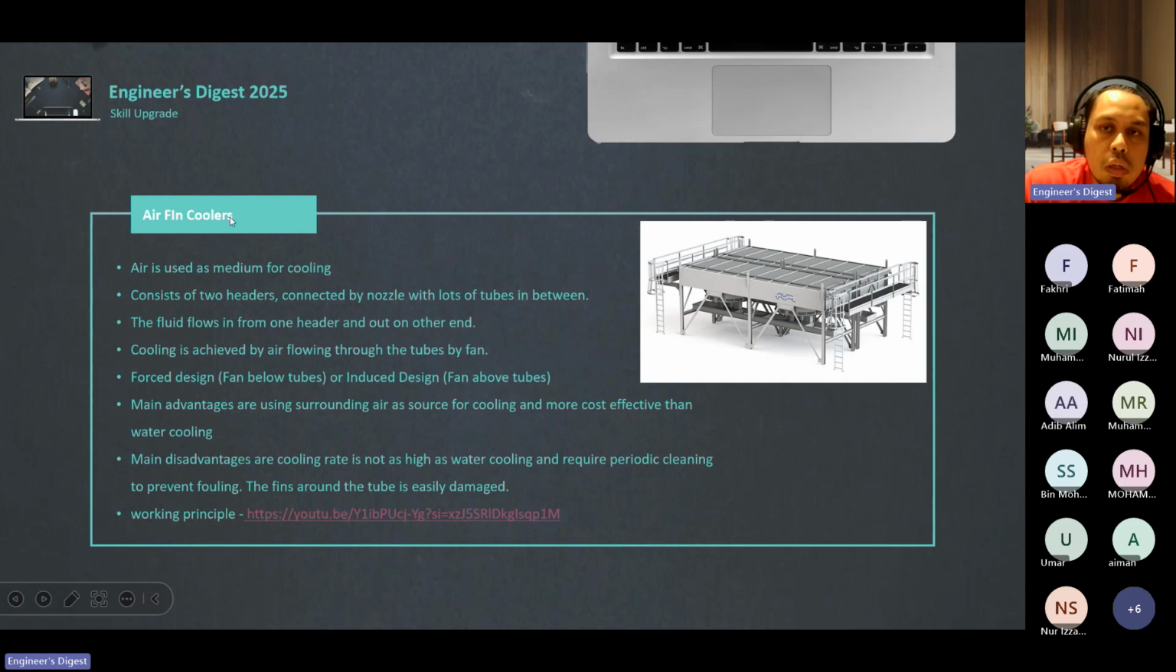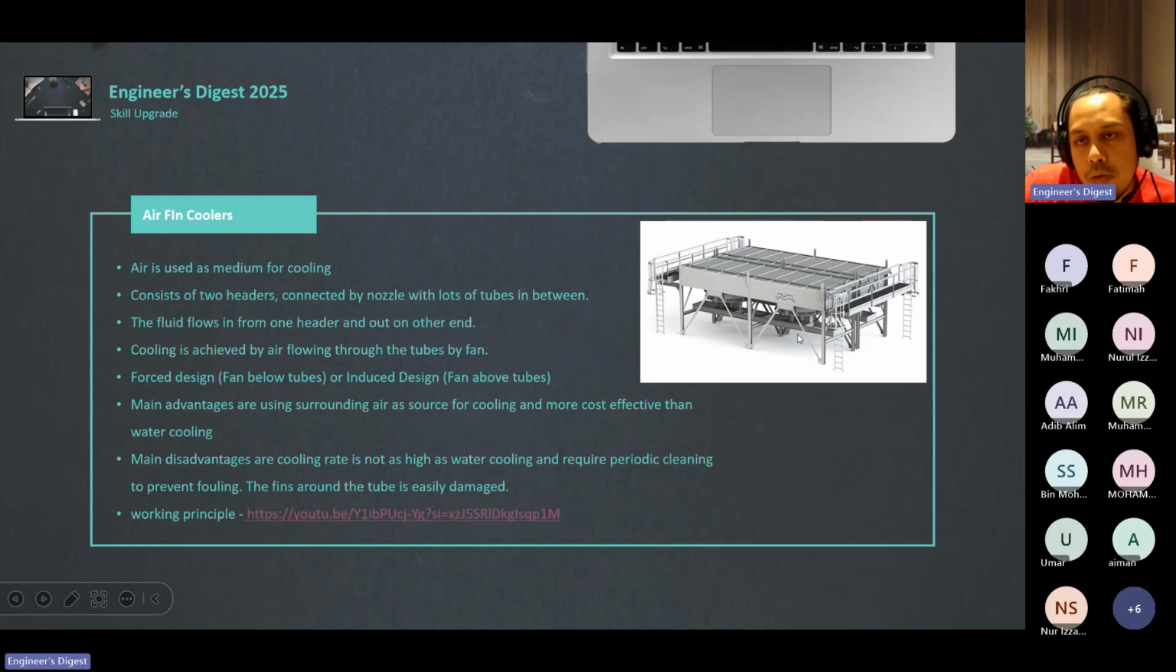For the fin fan cooler, you require air only. Then you put a motor or a fan, either below or above. So air is used as the medium for cooling. It consists of two headers connected by nozzles with lots of tubes in between. We will look at the working principle after this. The fluid flows in from one header and out the other. Cooling is achieved by air flowing through the tubes by fan.